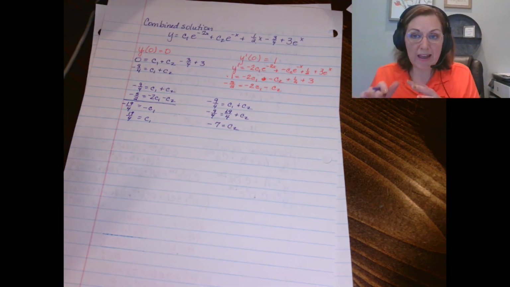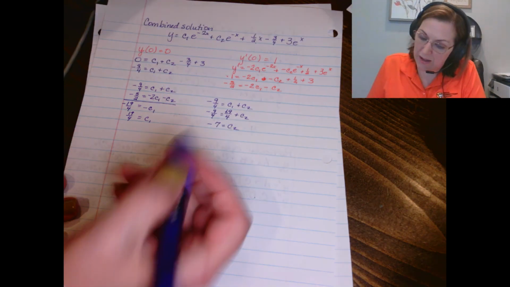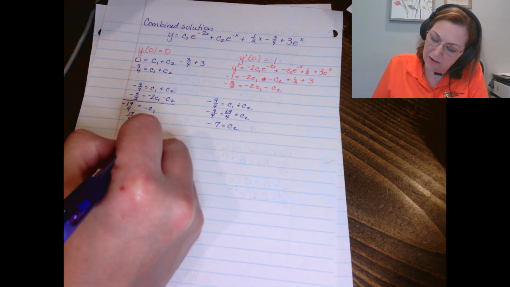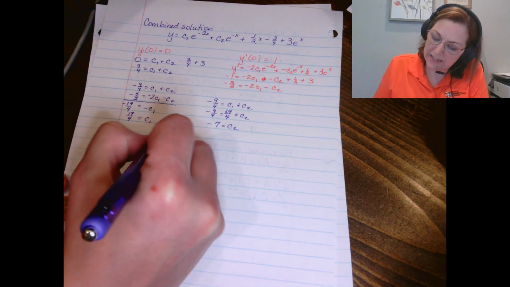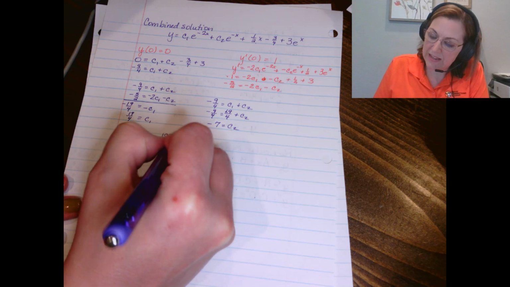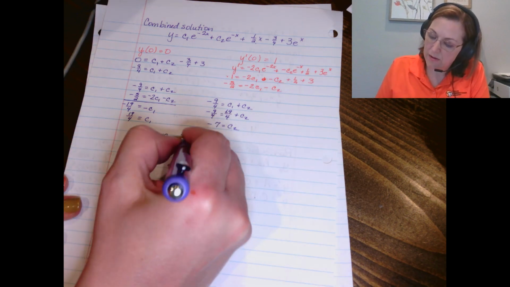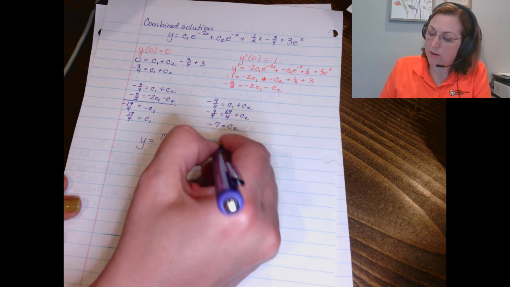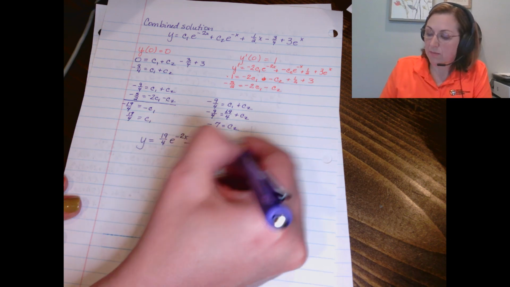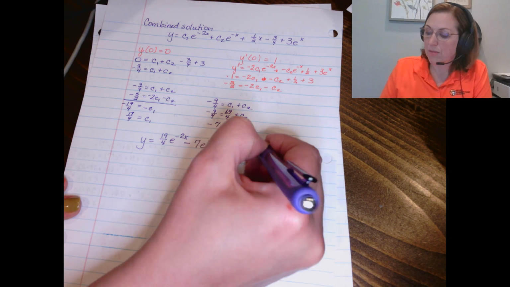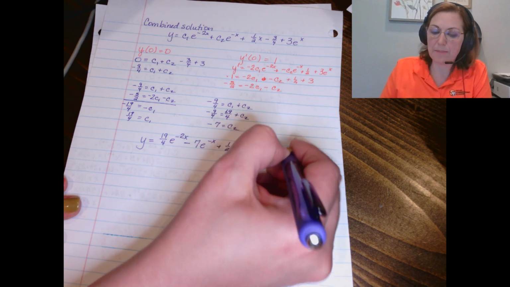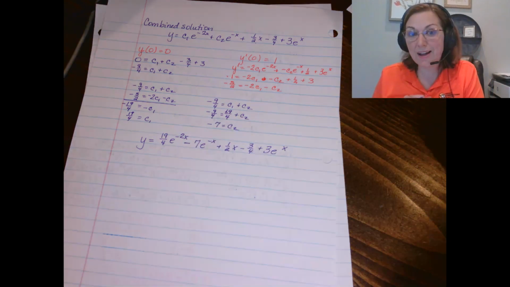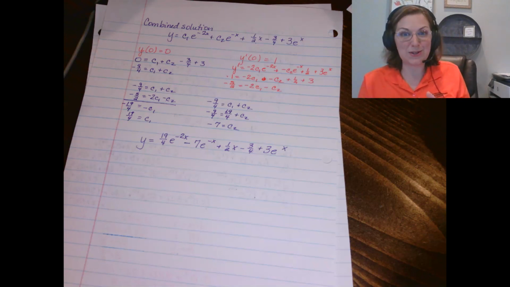Okay, so now that we have our initial values, we've used them, we just plug them in here. So I get y equals 19/4 e to the negative 2x minus 7 e to the negative x plus a half x minus 3/4 plus 3e to the x. Now that is a lot, but that is our solution that we found.